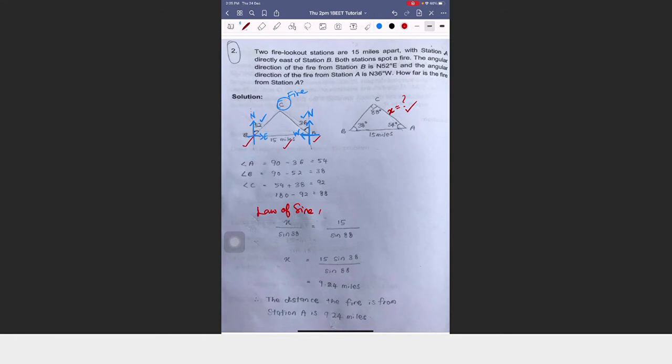You can write x over sine 38 degrees equals 15 over sine 88 degrees. Then you just need to compute correctly. I suppose this is also a correct answer. You get roughly 9.25 miles. So you can conclude that the distance from the fire to the station is 9.24 miles.